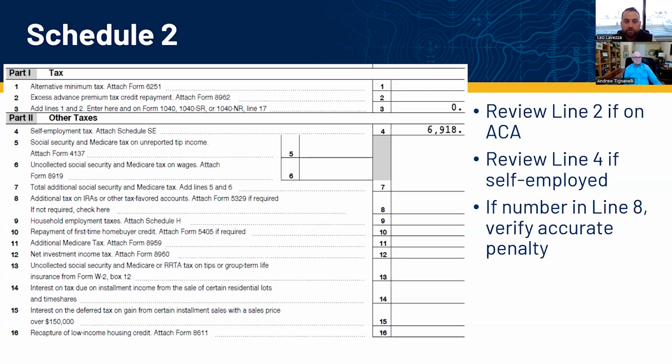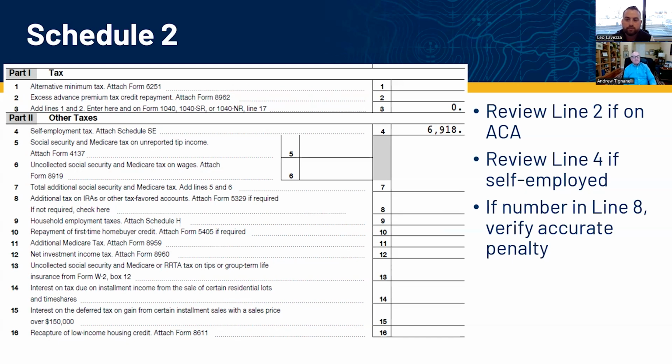And same thing, if you've got a small business and you're self-employed, line 4 will show you that self-employment tax number there. But then line 8, yeah, line 8's a big one. That's where, when you make a mistake on a retirement plan, there's going to be a penalty in there.